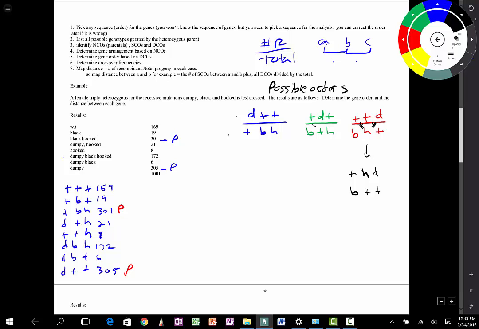In this case, if we did a double crossover, we'd get plus plus plus, B D H, and plus plus plus. If we got a double crossover here, we're going to get DB plus and plus plus H. The B is going to switch sides, so now D, B, and plus will be together. Plus, plus, and H will be together. So these are possible double crossovers.